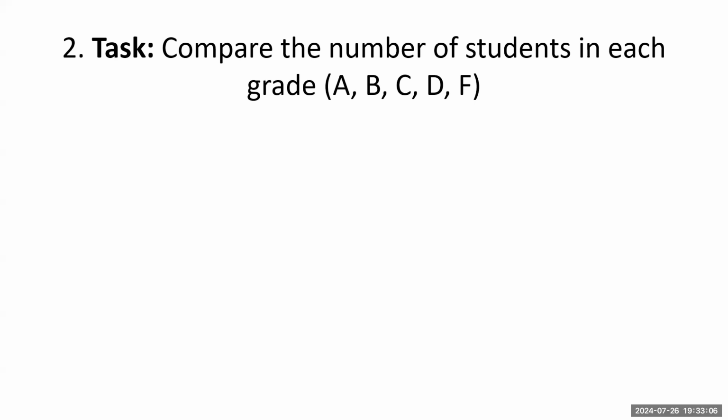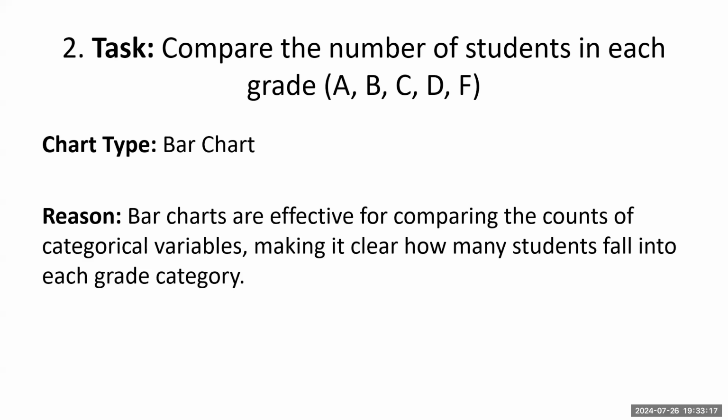Okay, so let's look at the answer. And the answer is it's a bar chart. Yeah, most of you got it right. Bar charts are effective for comparing the counts, the frequency counts of categorical values of variables, making it clear how many students fall into each grade category.